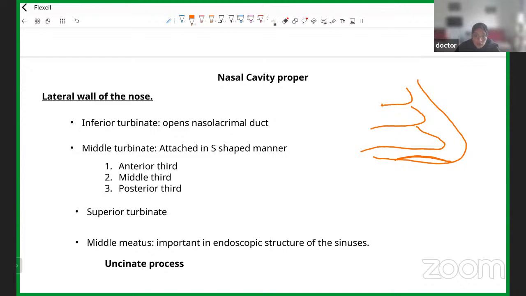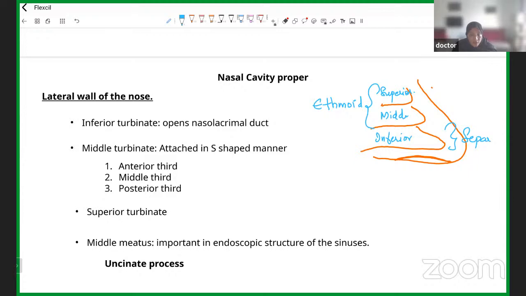Now, each of these concha have specific structures within them. So, inferior concha, it is a separate bone. The superior and the middle concha will be in ethmoid. And this will be a separate bone. That's your inferior. Middle, superior. All right. Superior, middle, and inferior concha.